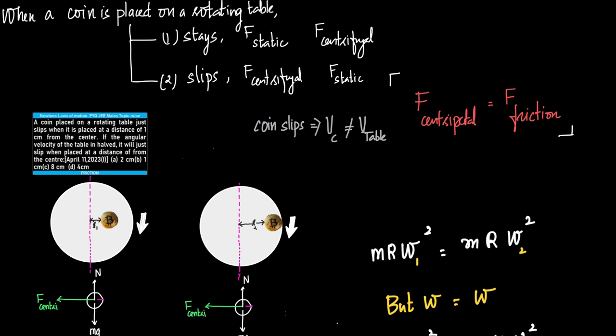Okay, so before I go any further, I have a question for you. I've written it over here. When a coin is placed on a rotating table, it stays and then it slips. You will complete this equation: the relationship between F static and F centrifugal. Is it less than, or is it greater than? So that's what you have to do.